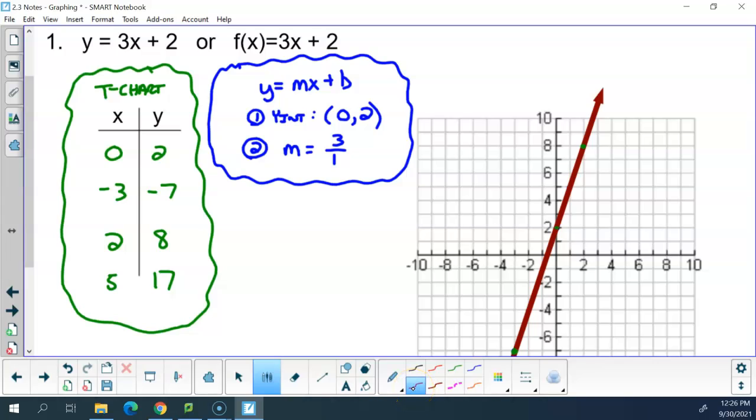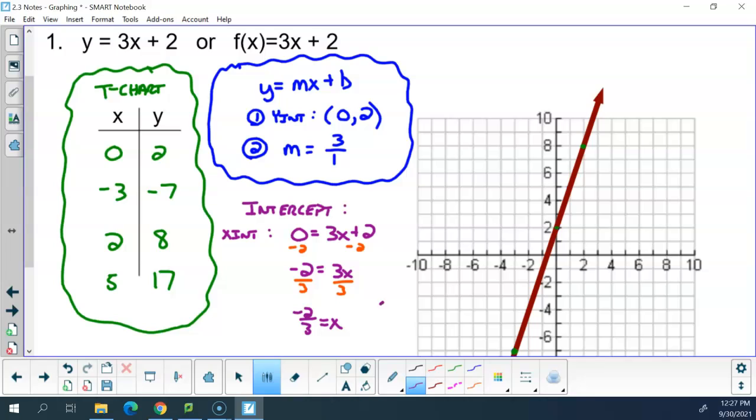Next method is the intercept method. So if I'm going for my x-intercept, that would be where y is equal to 0. So I would go 0 equals 3x plus 2. Subtract 2 from both sides. Gives me -2 is equal to 3x. Divide both sides by 3. Gives me -2/3 is x. So my x-intercept would be the point -2/3, comma, 0, which is this point there.